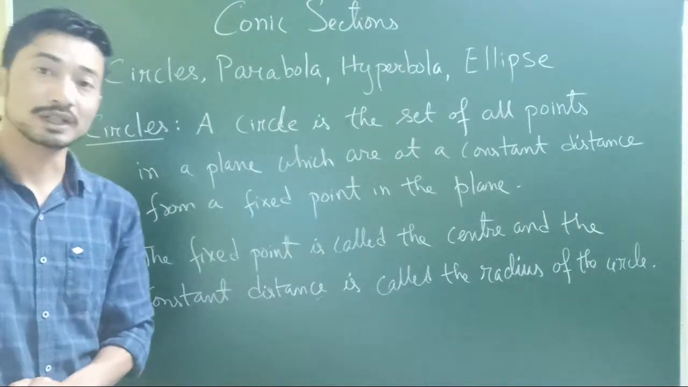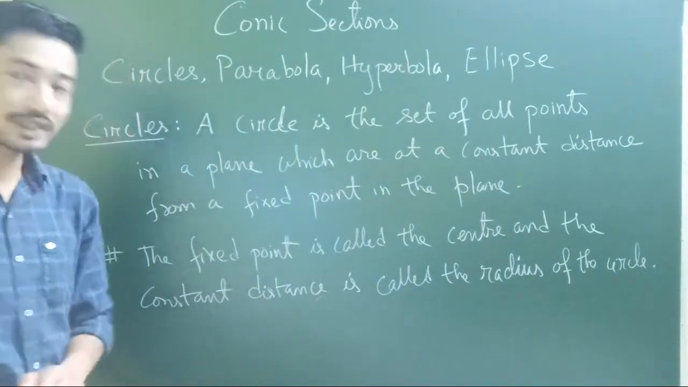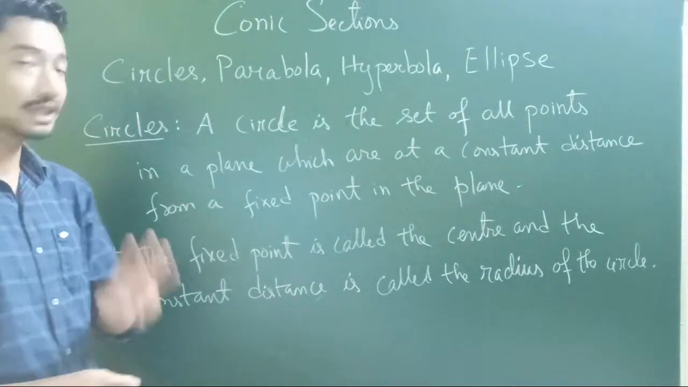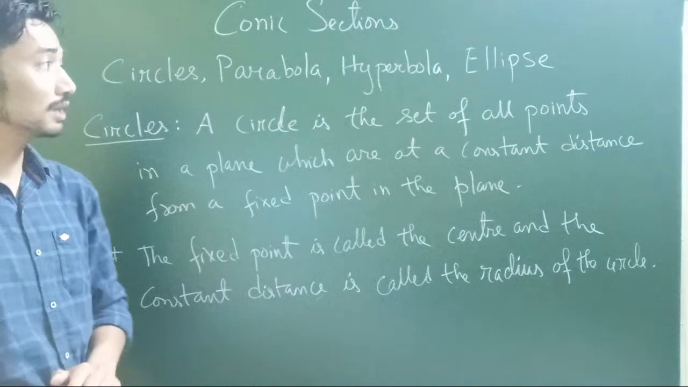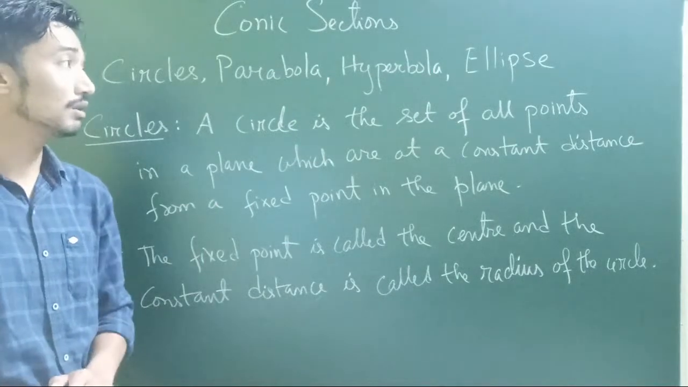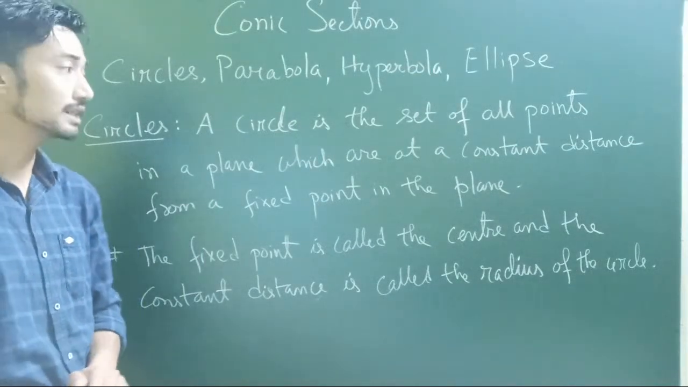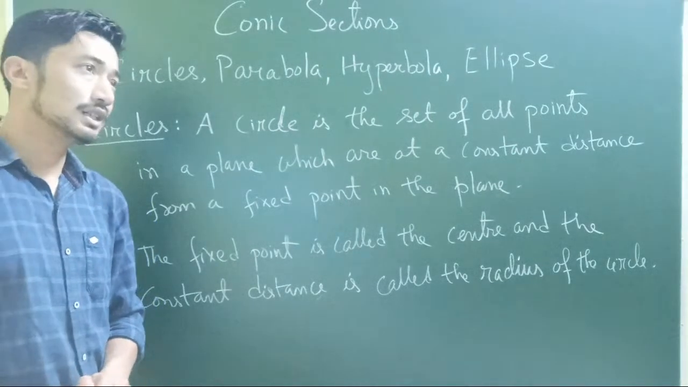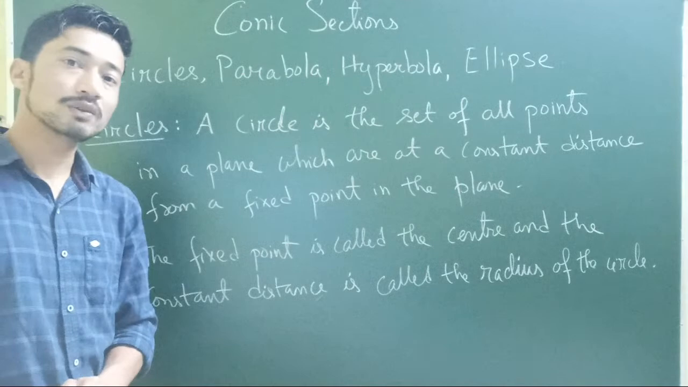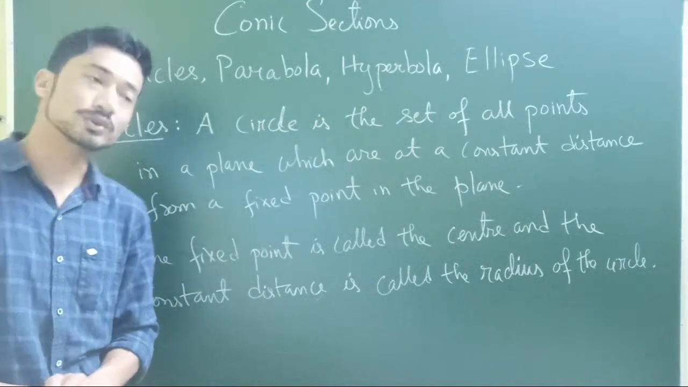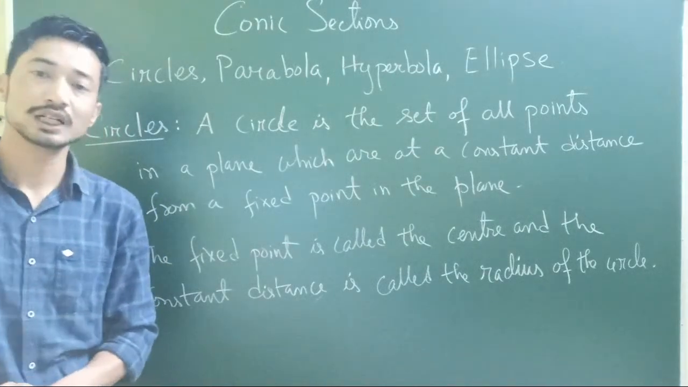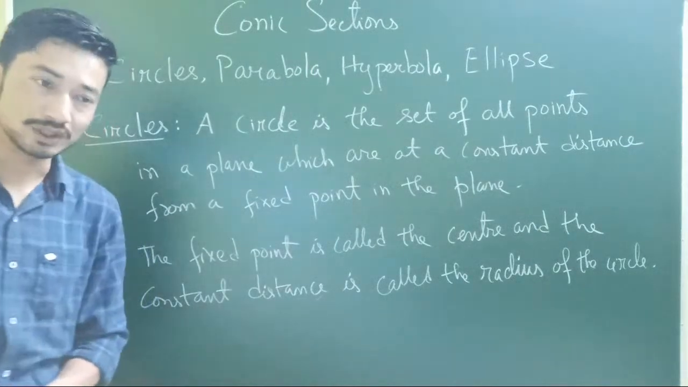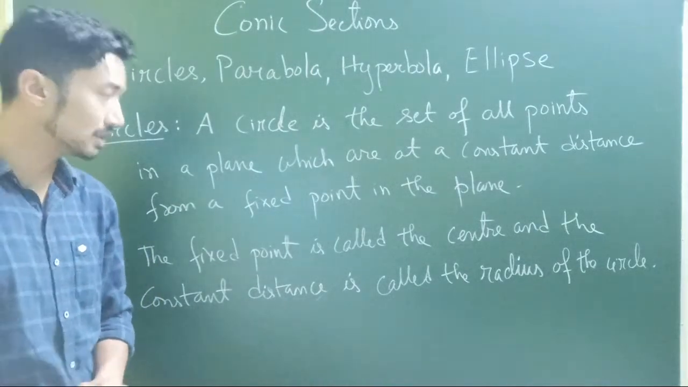As I mentioned, in the introduction to conic sections we will see how these four curves, circles, parabola, hyperbola and ellipse, form a part of a cone. That's why it's called conic sections. Those introduction topics will be discussed in a separate video and uploaded within a day or two. Whenever you get time, you can check out those videos. Today, we will straight away jump to the topic.